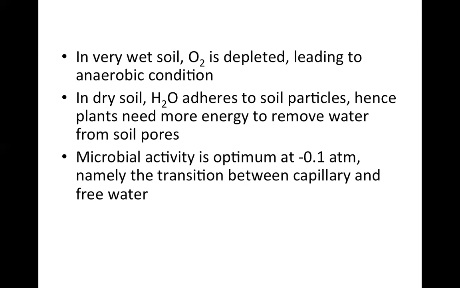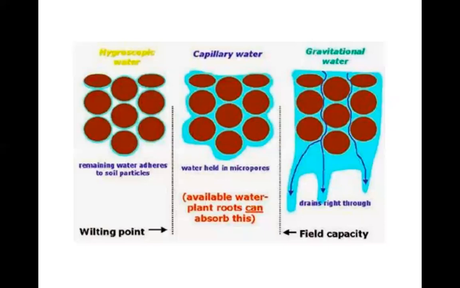Okay, let's have a look at the mechanism or the condition of the availability of water in the soil. Point number one I have explained before. Number two, I think we need to look at the figure here. So there we have three different conditions: the hygroscopic water, capillary water, and gravitational water.